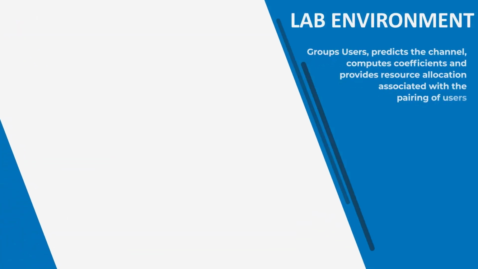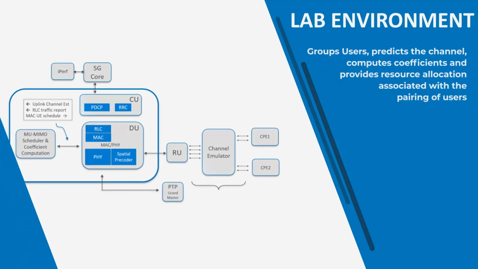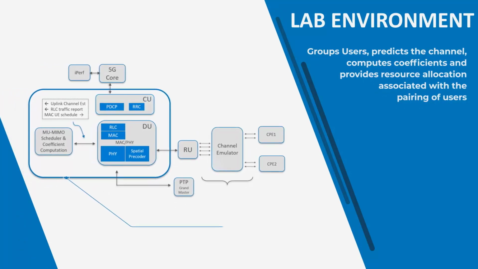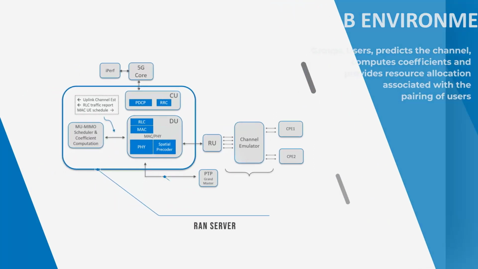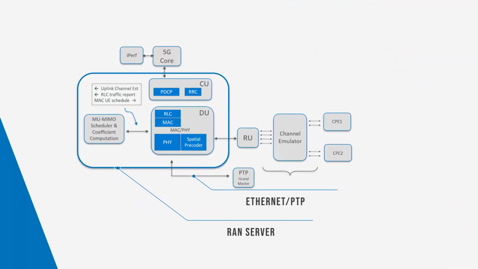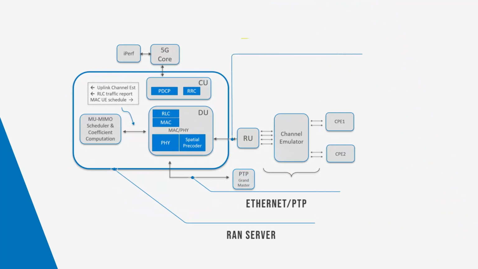Traffic is input to the 5G core using the traffic measurement tool iPerf and is transmitted through the central unit, or CU, and the DU user plane. The DU and radio unit are synchronized through a GPS-disciplined PTP grandmaster. The DU communicates with the RU through the ORAN fronthaul interface.